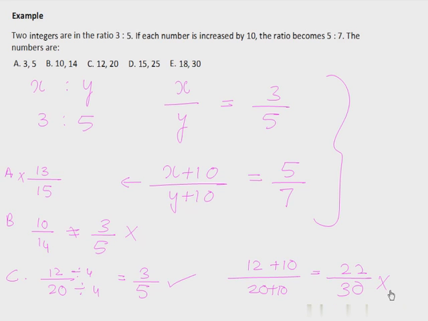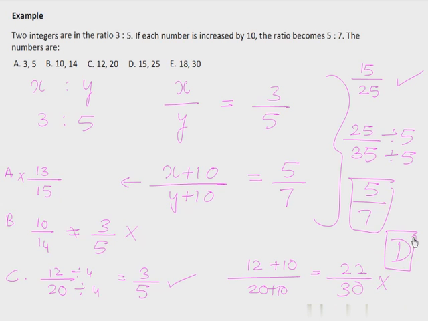How about 15 over 25? I think this is going to work. 15 over 25. That is 3 over 5. When I add 10 to each, it becomes 25 over 35, which does reduce to 5 over 7. I can divide both by 5 and that becomes 5 over 7. So D is my answer.